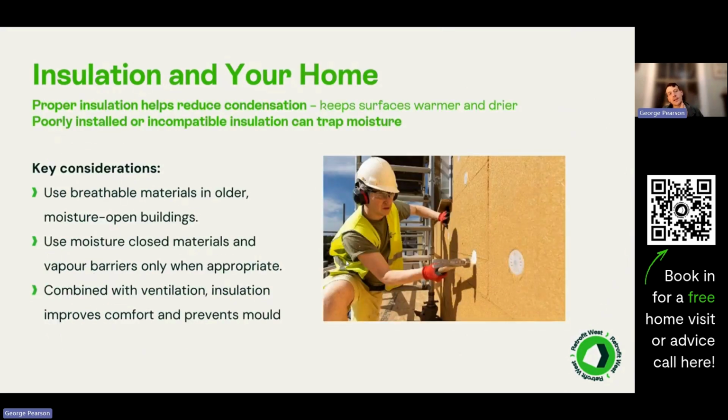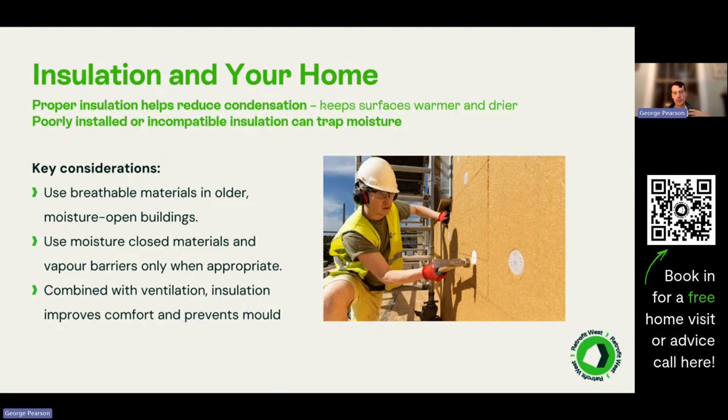So, insulating your home. Insulation is often thought of only in terms of keeping the home warm, but it also plays a role in managing moisture. By keeping the walls, ceilings and floors warmer, insulation helps prevent surfaces from dropping below the dew point where you start to get condensation forming. Warmer surfaces mean less water settling on walls and windows, and again that reduces the risk of mould.